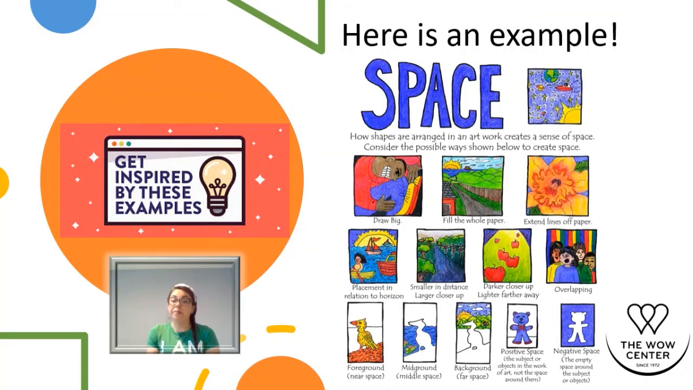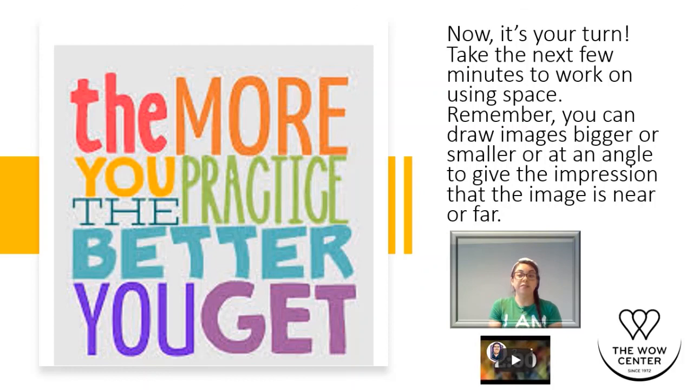Here's an example of space. So it shows us how shapes are arranged in artwork to create a sense of space. So think about how things can be arranged on your artwork to make them seem near or far from you. Now it's your turn. Take the next few minutes to work on using space. Remember, you can draw images bigger or smaller or at an angle to give the impression that the image is near or far.